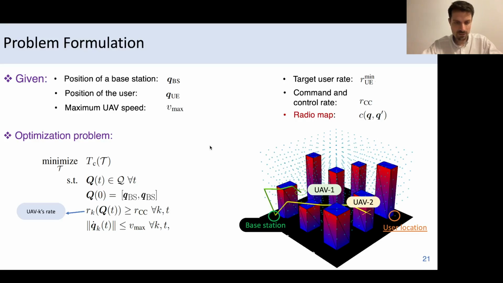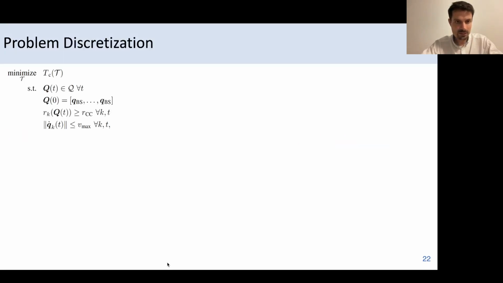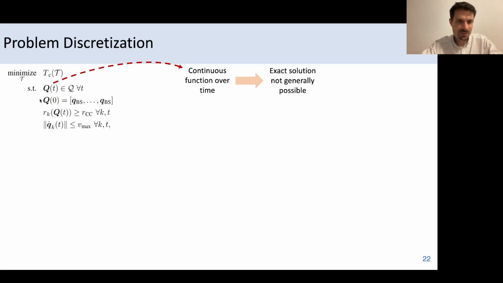Tomographic radio map again. The challenge is, as we'll see, the high complexity. So first of all, the optimization variable is a continuous function over time, right? So that means that finding an exact solution to this problem will not generally be possible.